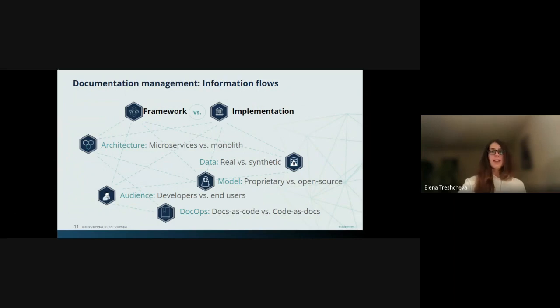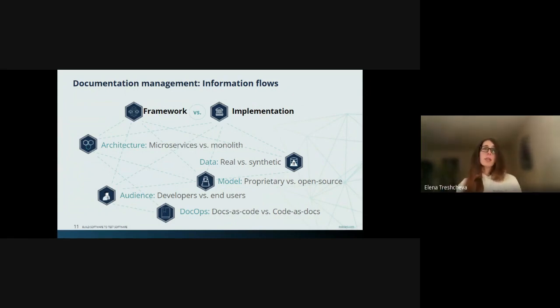So first of all, as I mentioned, it is extremely important to separate the facts about the framework from those related to the potential solution, the potential implementation. Both flows of facts will be documented differently, and this documentation approach will depend on other factors. For example, microservices-based architectures will allow more flexibility as compared with monolithic ones when it comes to separating the information flows related to different modules.